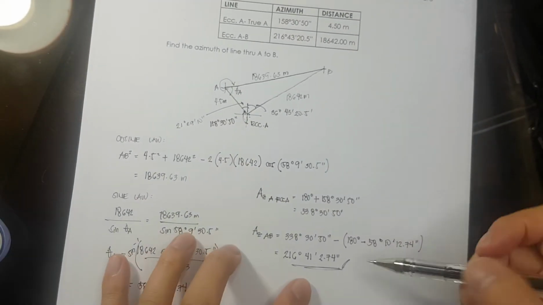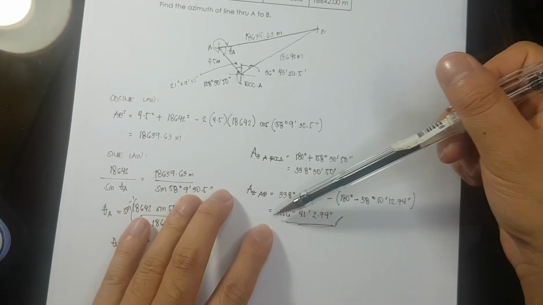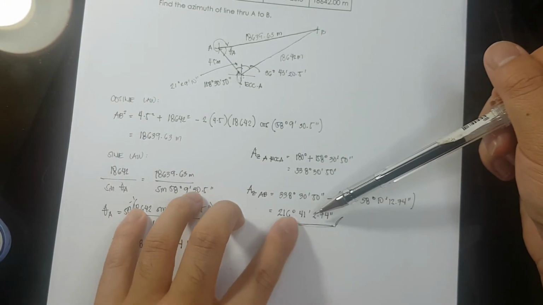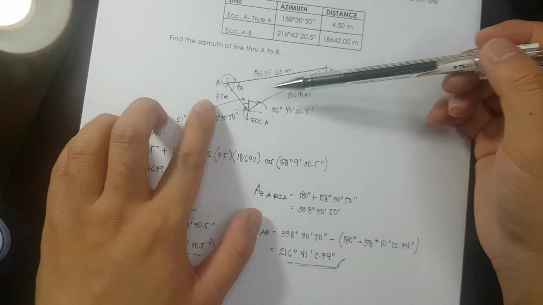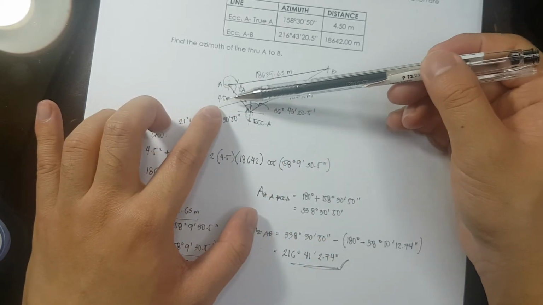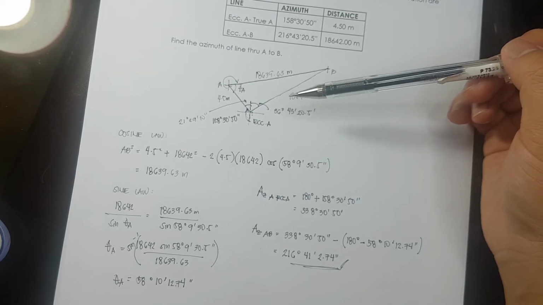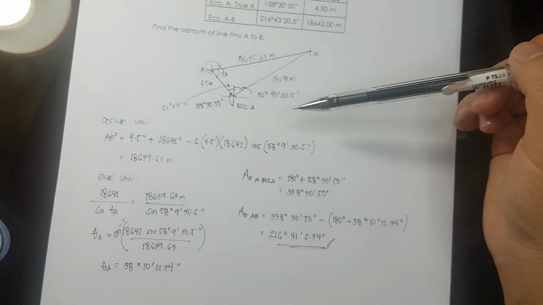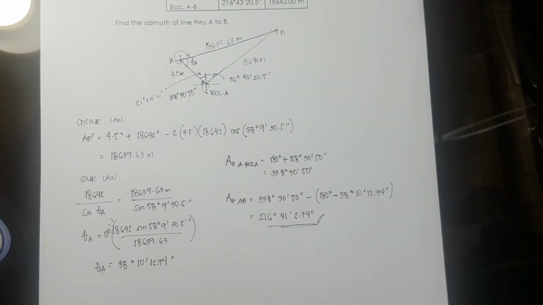Take note, hindi dapat masyadong magkalayo yung azimuth ng eccentric AB and 216 degrees or rather yung azimuth ng AB. Why? Because take note, 18,642 meters versus 4.5 meter is very small. So, sobrang liit lang yung magiging difference ng angle. So, the angle should not be far from each other. Okay?